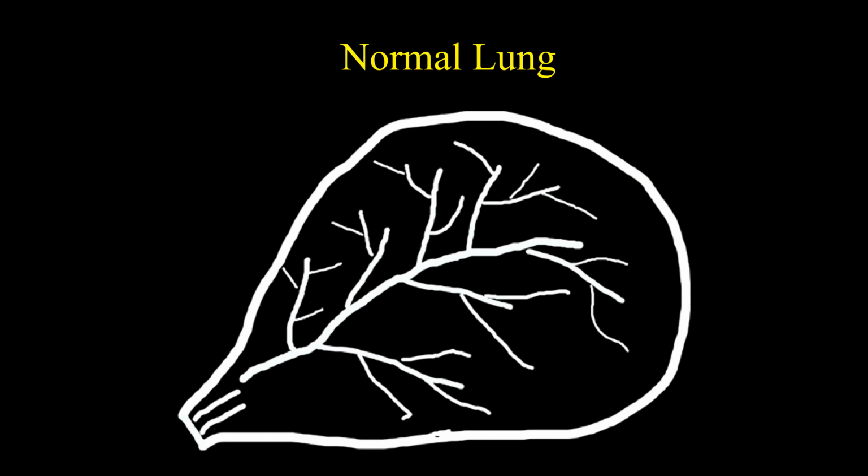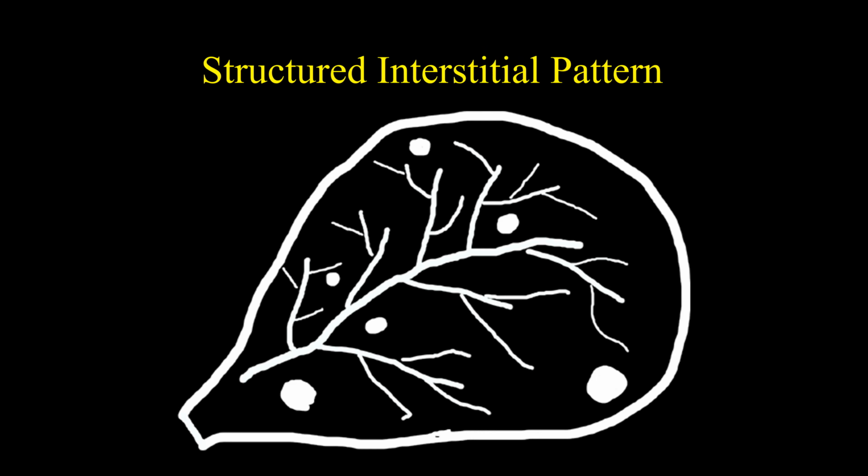Here's our normal lung. Here's a structured interstitial pattern. Now we have nodules in the lung. If I'm looking at this cartoon, are those nodules all well-defined? Yeah, they look like they're all well-defined. The edges of them would pass the Sharpie test. Are they all the same size? No, they're all different sizes. So now we have well-defined, variously sized nodules within the lung, which would go with a structured interstitial pattern.